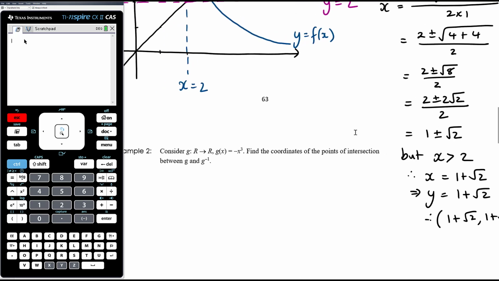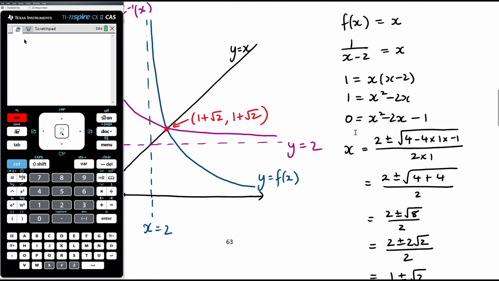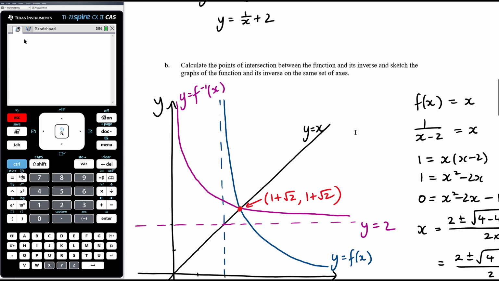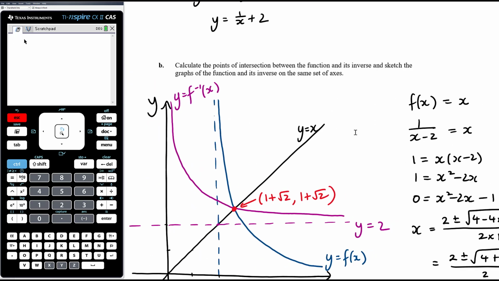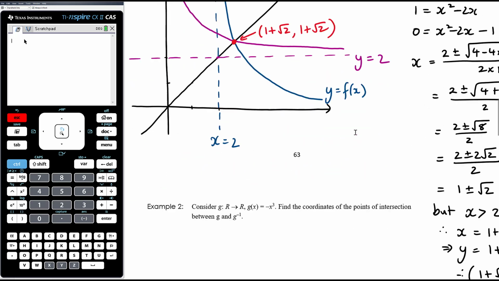Let's check that we've answered the question. Sorry. So calculate the points of intersection, so there's only one point, that should technically say that. Calculate the points of intersection between the function and its inverse, and sketch the graphs of the function and its inverse on the same set of axes. Okay, so we've done that.